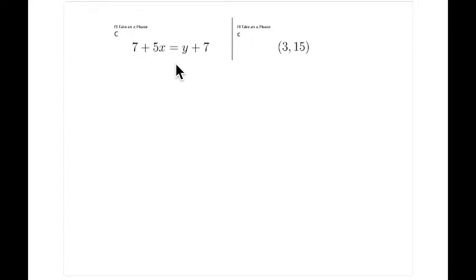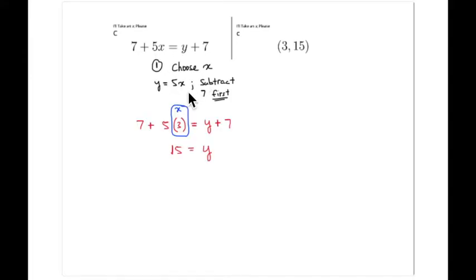If you did it the other way, if you asked for the y coordinate, then you'd have to divide this by that 5 right there. So choose x. So y is equal to 5x. I would subtract the 7s first. You don't really have to, but to make it easier, I would. And so replace x with 3. 5 times 3 is 15, so you get y is equal to 15. And so that does check up here. So if x is 3, y is equal to 15.